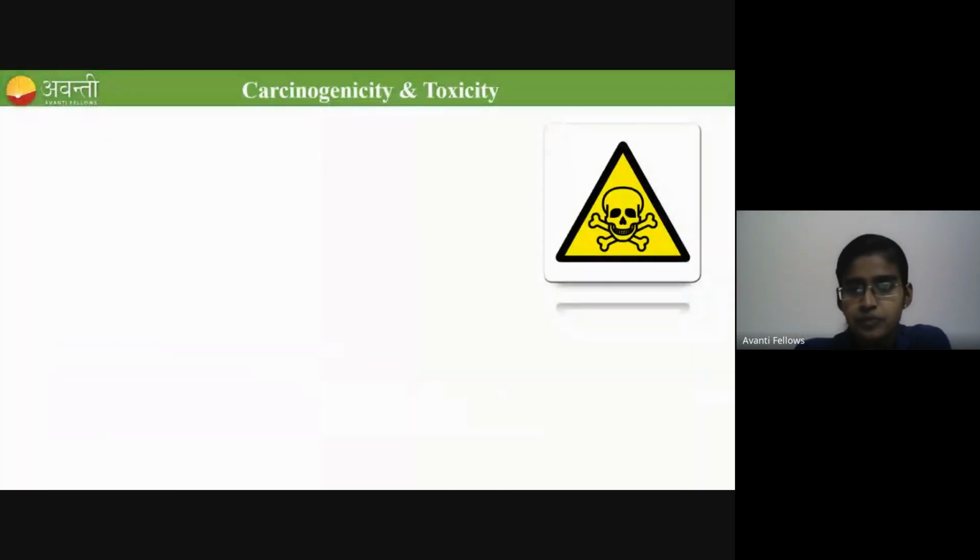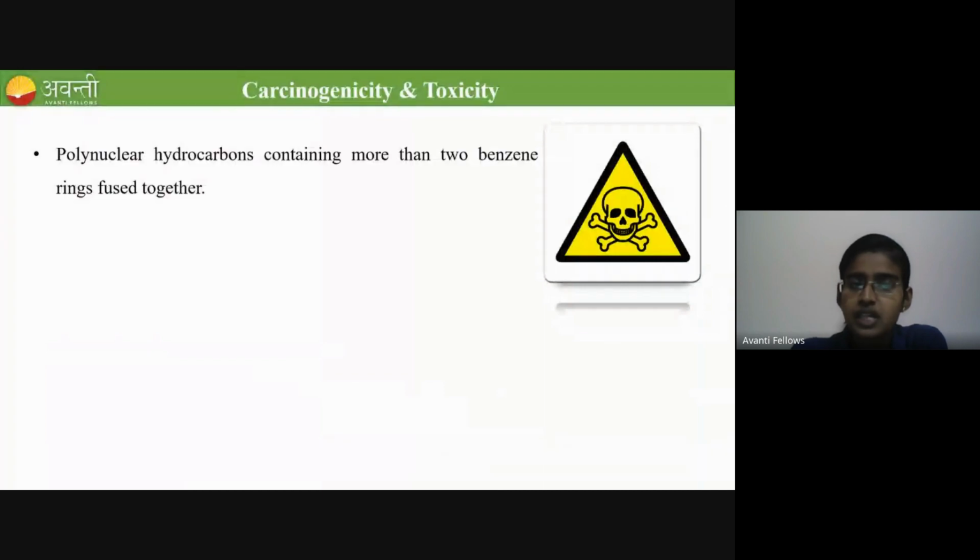So this kind of compounds are very toxic in nature. They are called polynuclear hydrocarbons, containing more than 2 rings. 1 ring means it is called benzene. If you're having 2 rings, it is called naphthalene. So they are good only. But if you're having more than 2 benzene rings fused together, they are called polynuclear hydrocarbons. They have this carcinogenicity and toxic property.